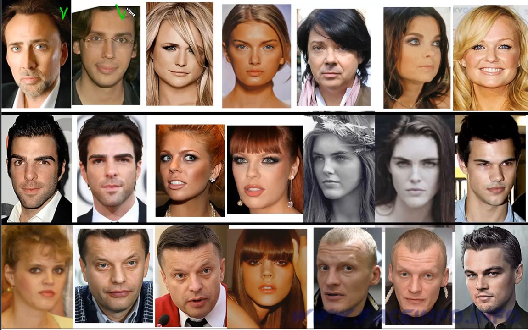The skulls of Nicolas Cage and Maxim Galkin are of oblong shape. And here, in these photos, we see the heads with a wider shape of the skull.